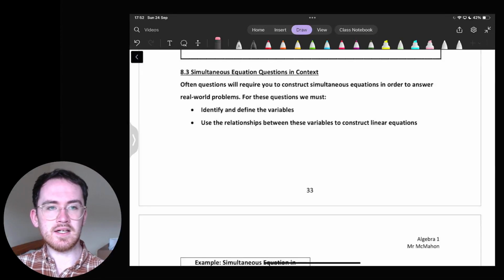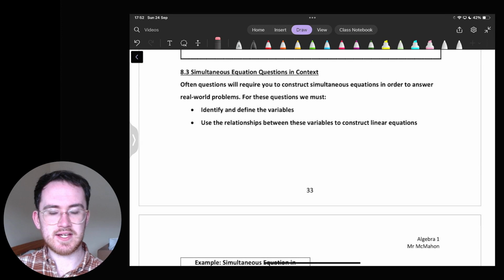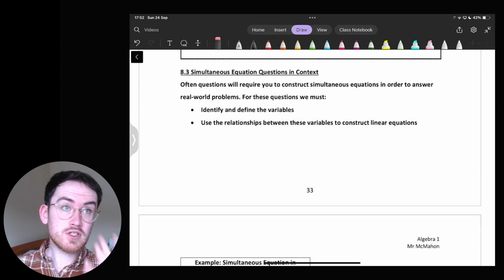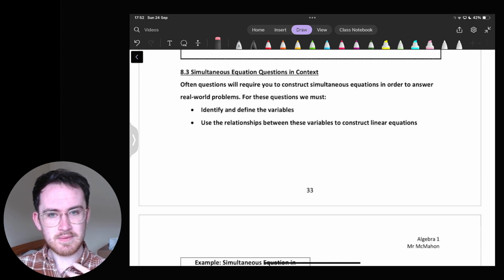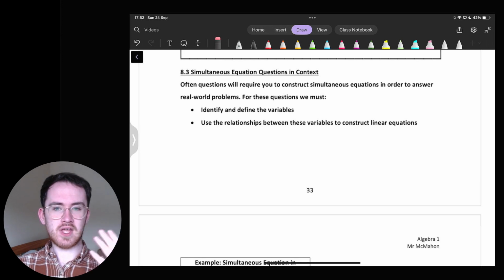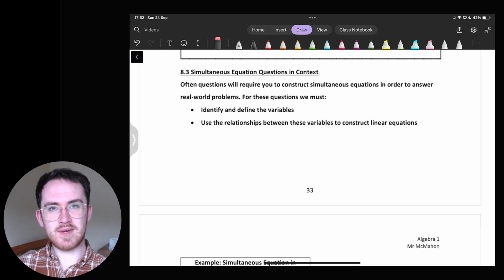Okay, so we're just going to quickly look at simultaneous equations in context, because this can be something that people find kind of difficult to do. As with any of the word questions, those are always ones that people find difficult in any part of maths, because it's just translating from the question they're asking to the type of maths question that we need to do.